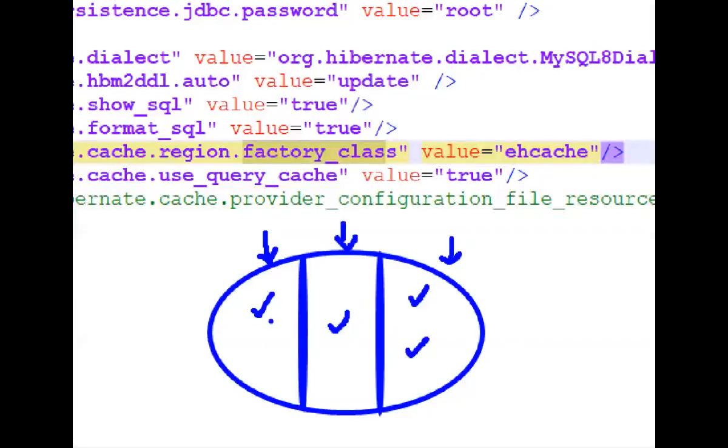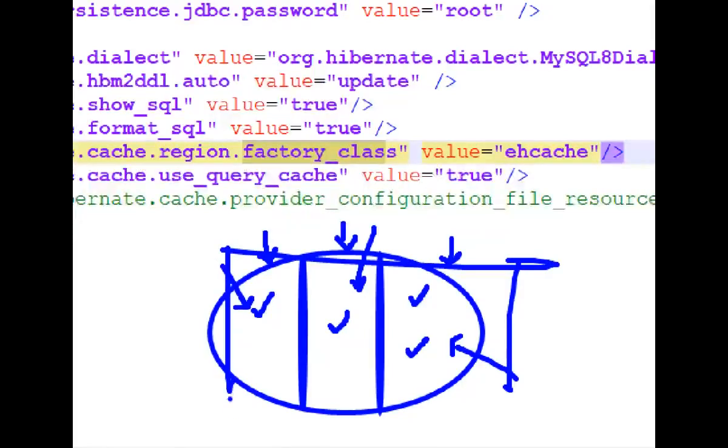Every region we can identify with a name. I'll tell you how to put the name. And for every region, we can do different settings. In this region, I want to store only 10 objects. In this region, I want to store more objects, 25. But in this cache region, I want to store only 5 objects. That means I can do settings. So this cache can be divided into regions.